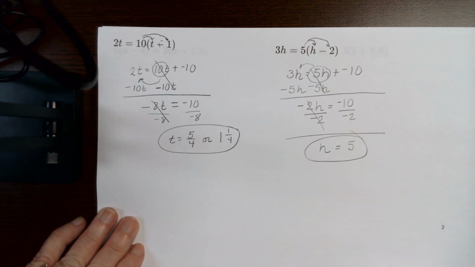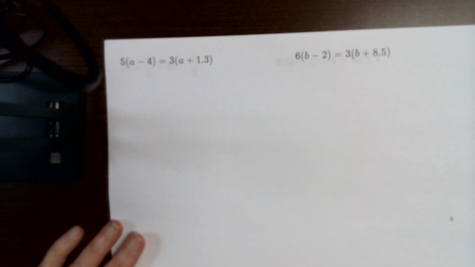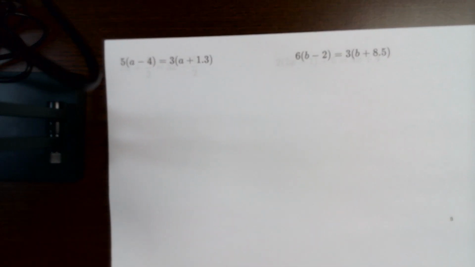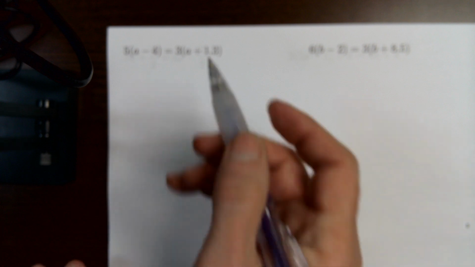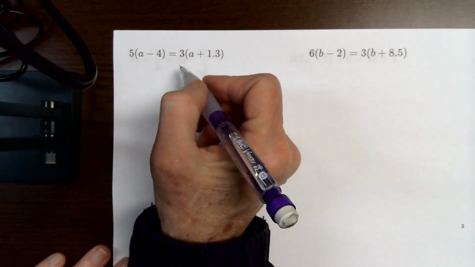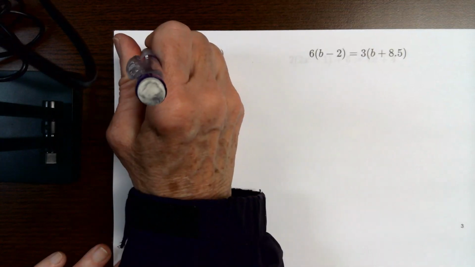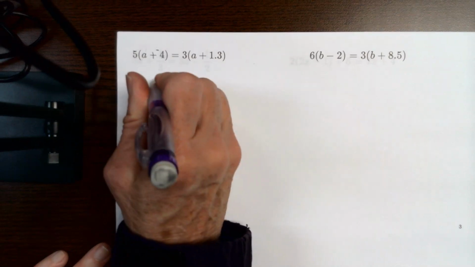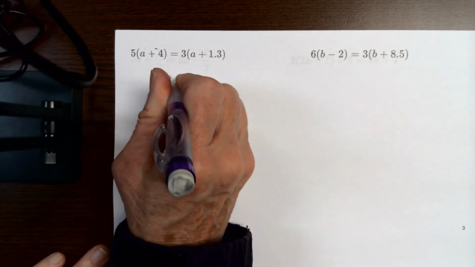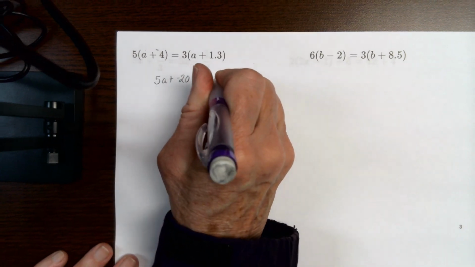All right, we're going to get progressively harder as we continue on with the examples. Notice on these examples, you have the distributive property on both sides. So you have to do that before you can begin to solve the problem at all. Now, if you would like, you could multiply through by 10 after you do the distributive property. So I'm going to add the opposite of the second number there, and I'm going to distribute the 5. So I have 5a plus negative 20 is equal to 3a plus 3.9.